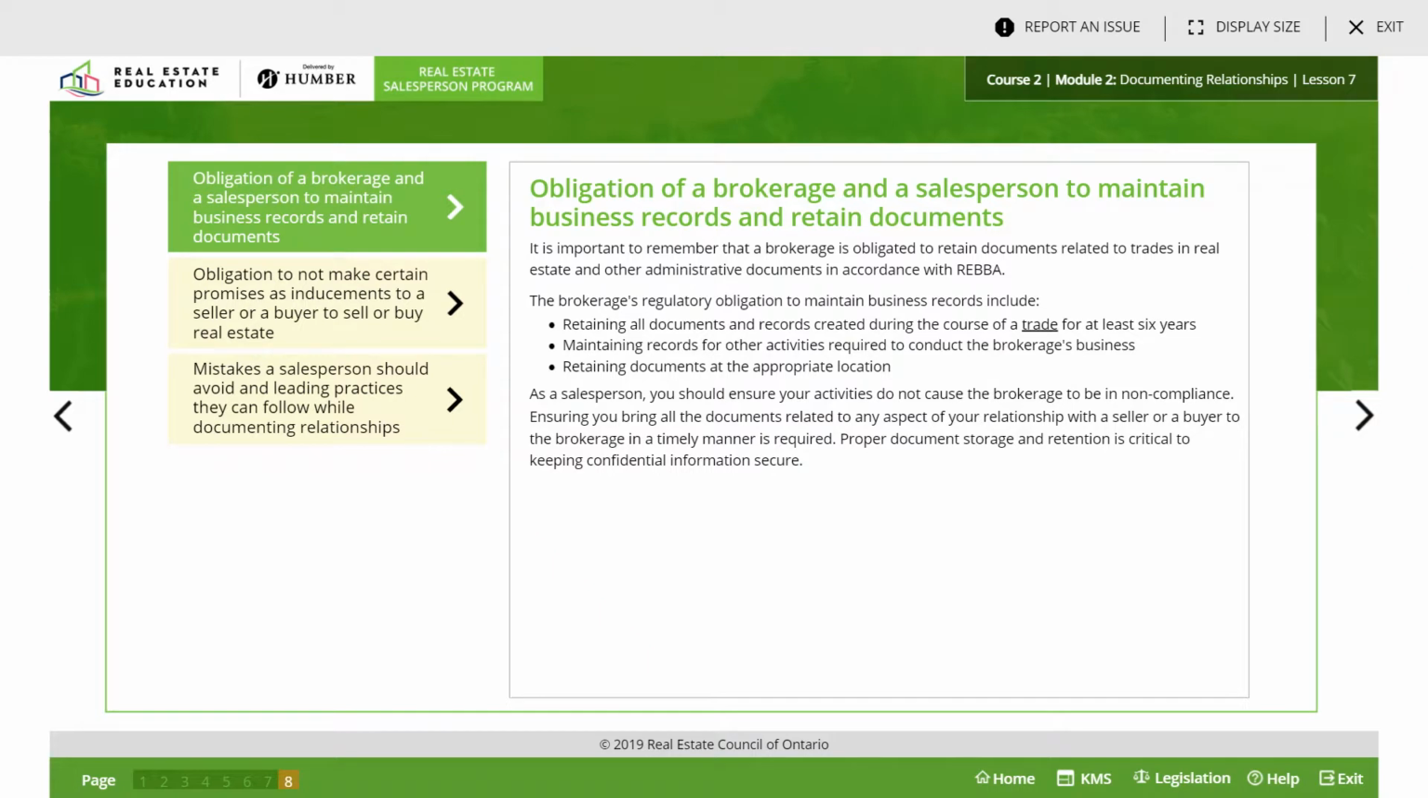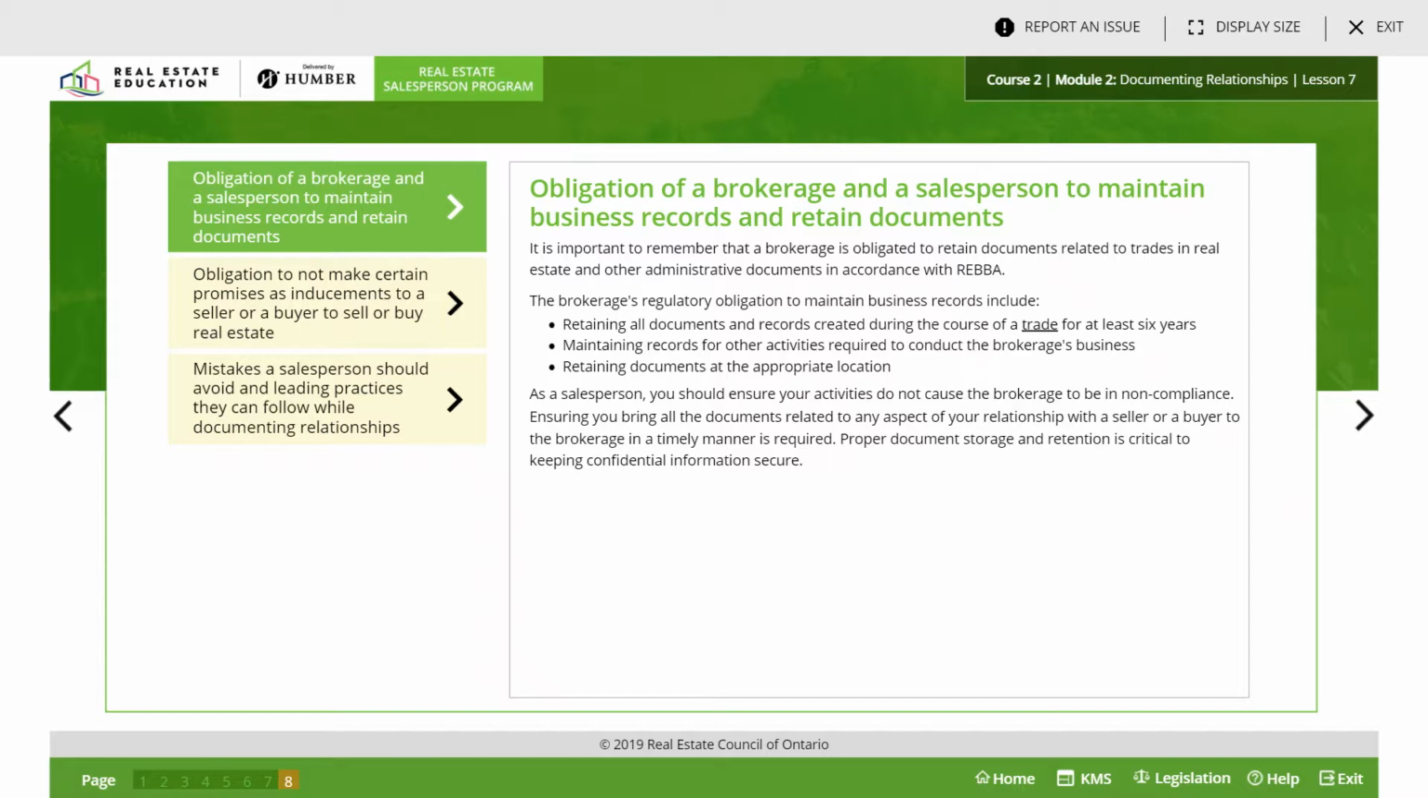So, the obligations of a brokerage and a salesperson to maintain business records and retain information. It is important to remember that a brokerage is obligated to retain documents related to trades in real estate and other administrative documents in accordance with REBA. The brokerage's regulatory obligation to maintain business records includes retaining all documents and records created during the course of a trade for at least 6 years, maintaining records for other activities required to conduct the brokerage's business, and retaining documents at the appropriate location.